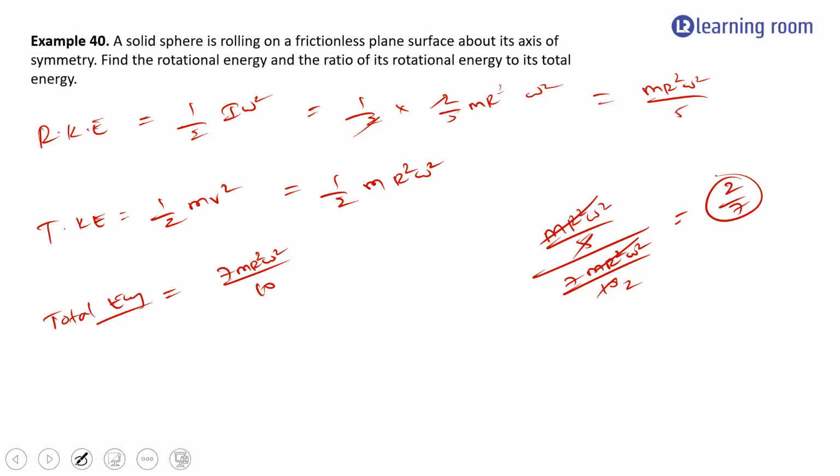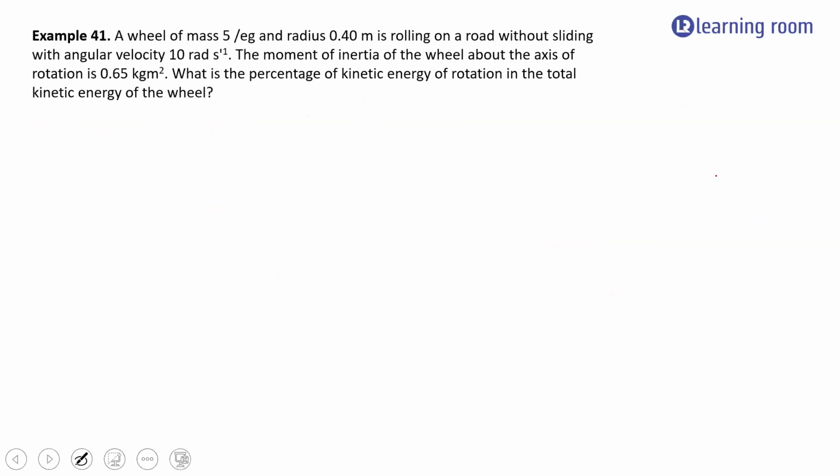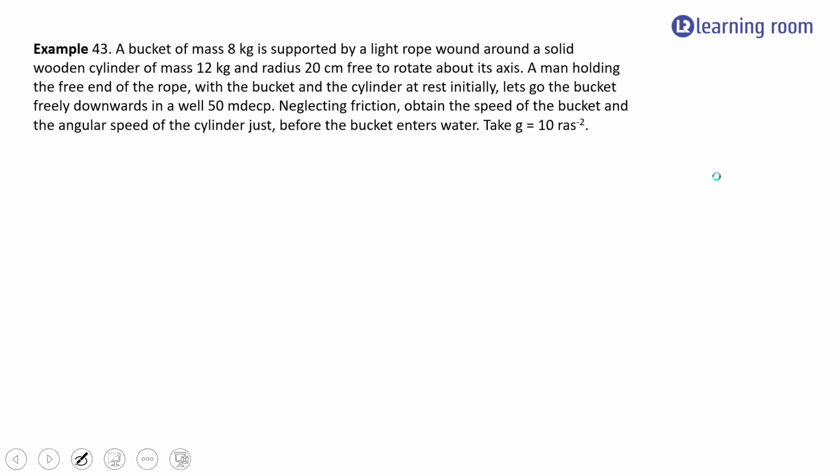Yeah, I forgot one concept, that is conservation of angular momentum. So write down the heading as conservation of angular momentum. Okay. This is very simple.